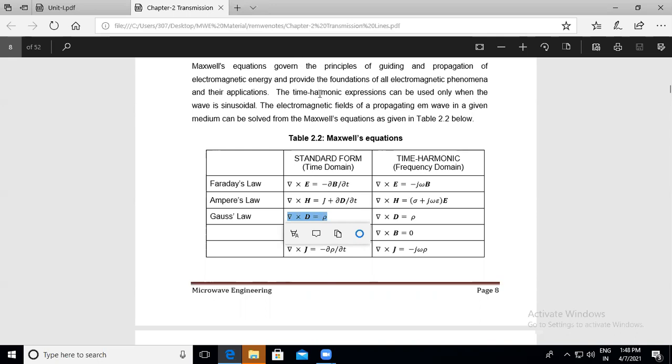Del dot D is equal to rho v, the volume charge density. But there is a mistake: it is del dot D, and not del cross D. So all of you please note that it is del dot D, not cross D. Okay, del dot D equal to rho v.